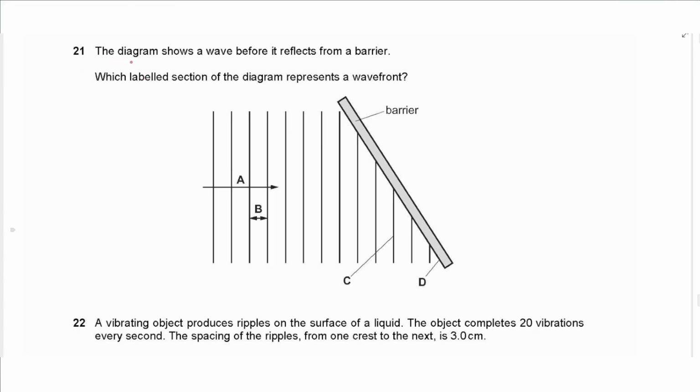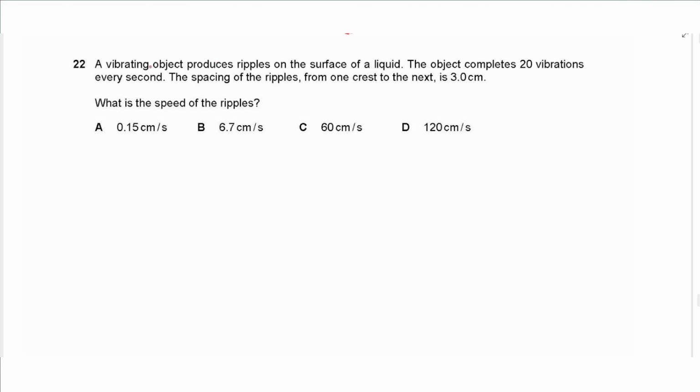Question 21 says the diagram shows a wave before it reflects from a barrier. Which labeled section of the diagram represents a wavefront? So these lines are the wavefronts, the parallel ones to each other. So A is the direction of the wave, B is the wavelength of the wave, C is one of these lines, so the answer is C, and D is the reflecting surface, not one of the wavefronts. So the answer here is C.